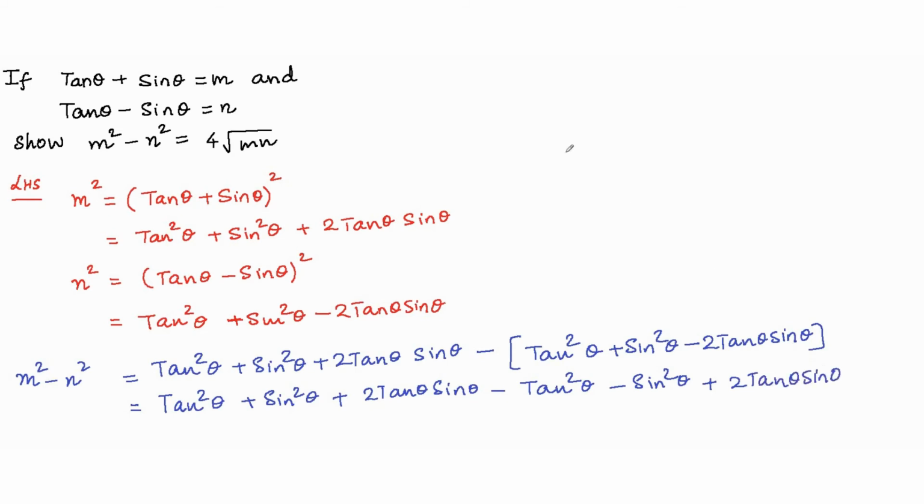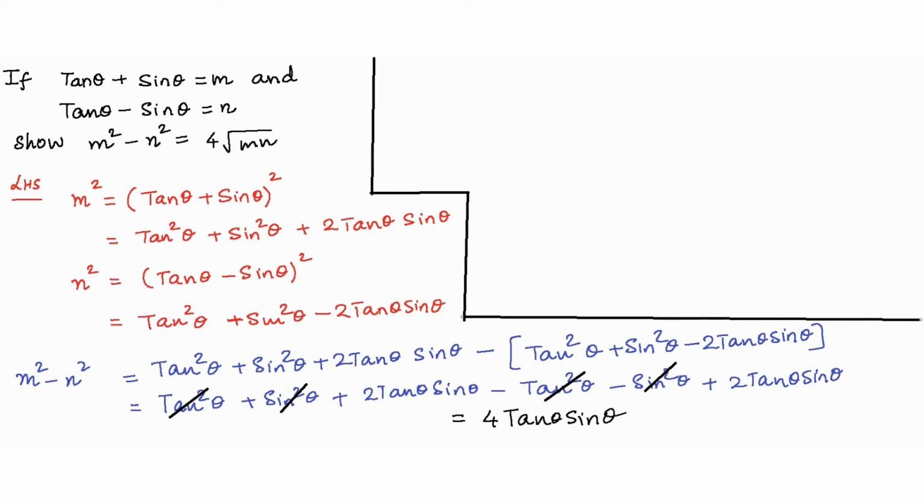Now over here again you should notice that tan square minus tan square cancels, sine square minus sine square cancels. So what I'm left with is 4 tan theta sine theta. This is my left hand side, and let's leave this as 4 tan theta sine theta. Now let's spend some time in evaluating the RHS. So let's quickly make some space to work on the RHS. So now the RHS is 4 root mn.